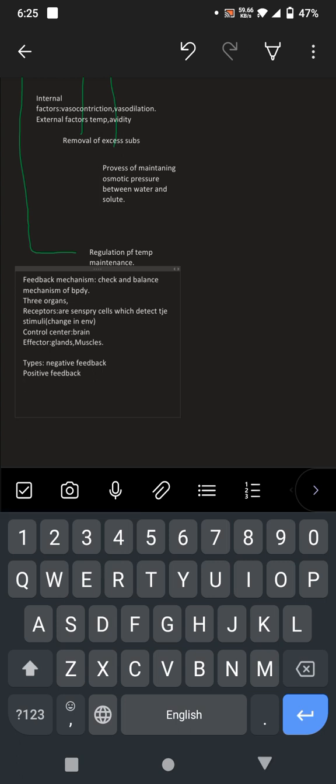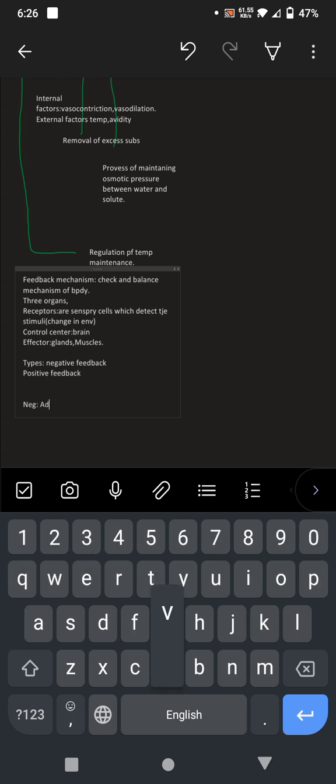So what is feedback mechanism? I have given a very basic introduction of feedback mechanism in my previous video, so let me just recap it. Basically, feedback mechanism is the check and balance mechanism of the body, which makes sure that everything is maintained in the body. It requires three organs: sensory cells, control center, brain, and the glands or muscles. Then there are two types of feedback. The first one is positive and the second one is negative. So first we move towards the negative feedback.